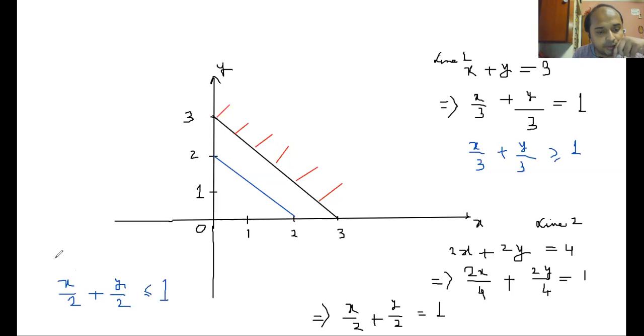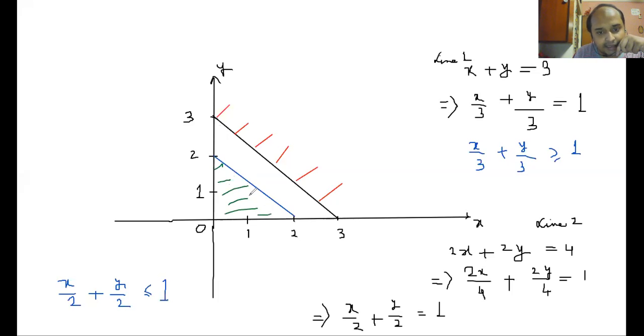Now, if you substitute x equal to 0 and y equal to 0 over here, then you see 0 by 2 plus 0 by 2 is less than or equal to 1, which is satisfying the inequation. And according to that rule, if it satisfies the inequation, then the region bounded by the straight line will be that side which contains the origin. So in this particular case, this side will be the region.